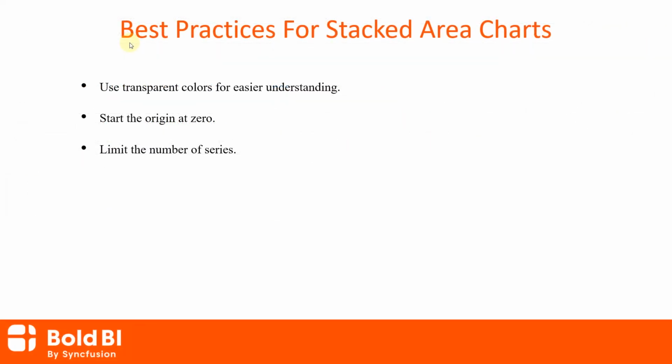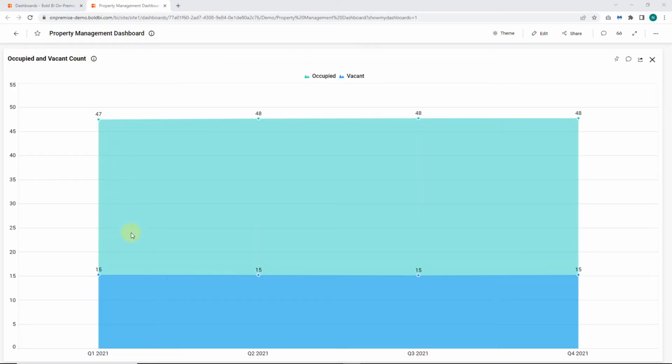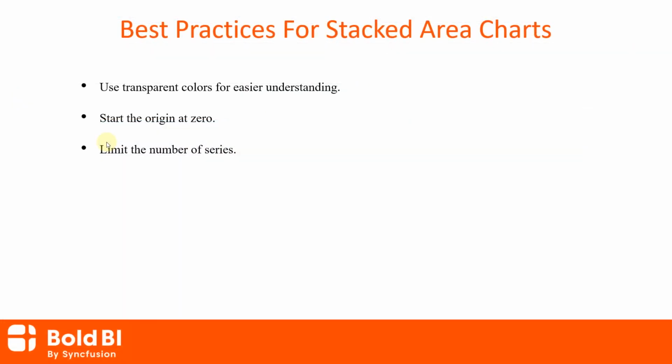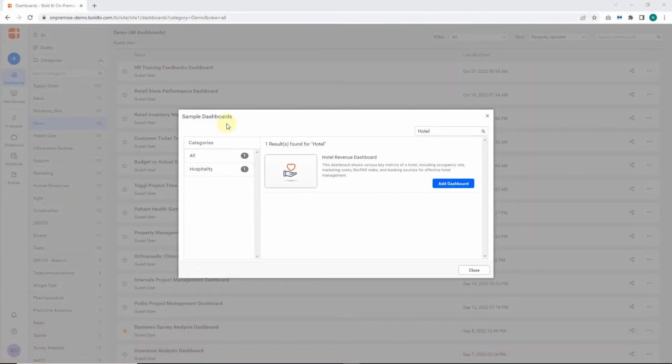The best practices for using stacked area charts in your dashboards include using transparent colors for easier understanding and starting the origin at 0. You should also limit the number of series in an overlapping chart. Next, I will show you a few dashboard examples that use stacked area charts.